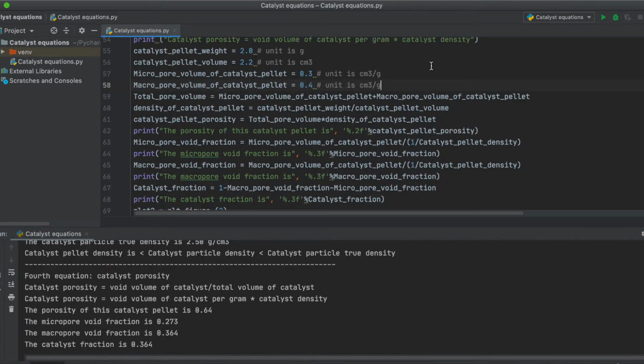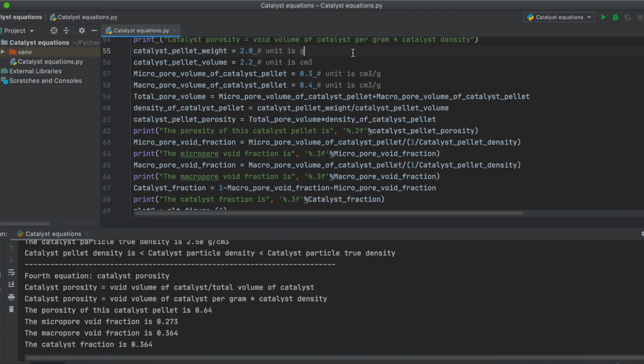Now let's go to the fourth equation, which is the catalyst porosity. The catalyst porosity is the volume of catalyst divided by the total volume of the catalyst. Or in other words, you can use the volume of the catalyst per gram multiplied by the catalyst density. So let's go to the example.